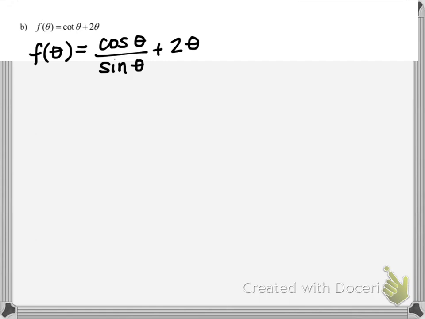So thinking about the domain, since we do have domain restrictions, we know that we cannot have 0 in the denominator of a fraction. So for the domain, that means that our denominator, which is sine of theta, cannot equal 0. So let's solve that and find where sine will equal 0.